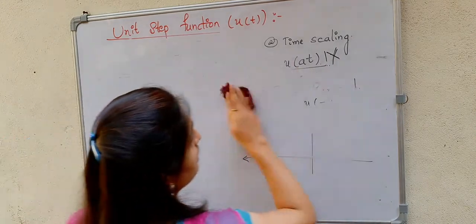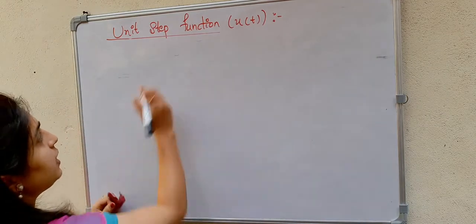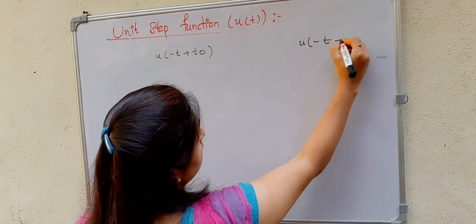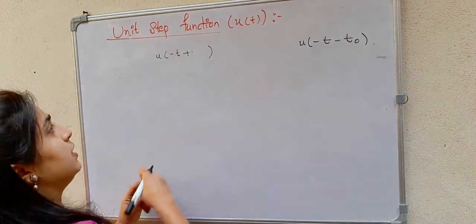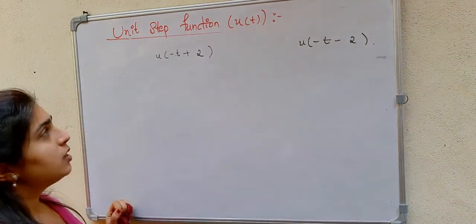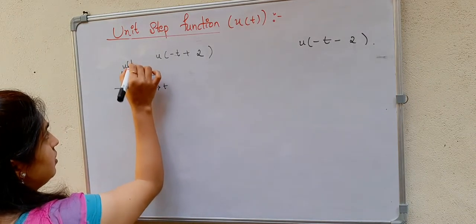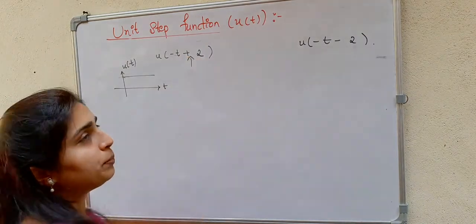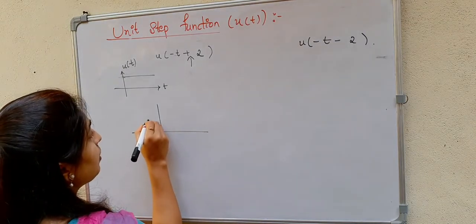Next, if I consider a signal u of minus t plus t naught, here I will consider u of minus t naught. Or if I consider a constant, it is better to understand. I will consider 2. See, u of t is this. First I will perform the shifting operation. That is t plus 2, which means I am going to get the advanced signal. So it will be shifted towards the left by 2 units.